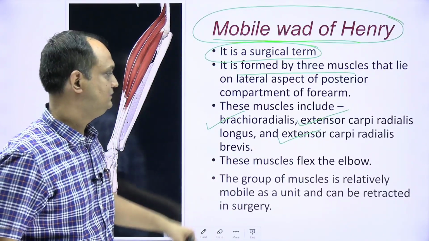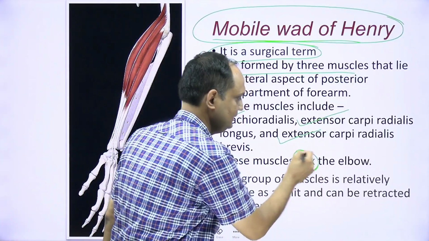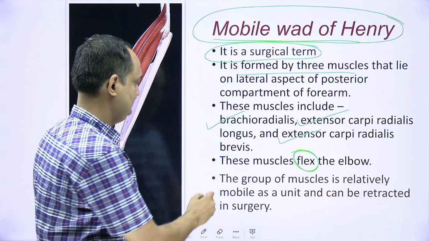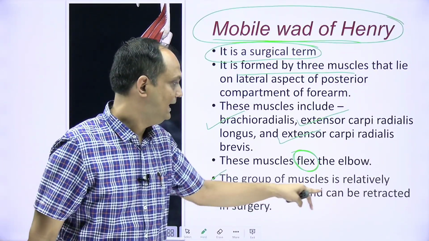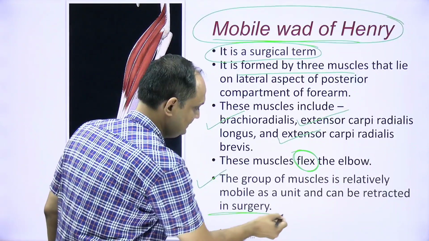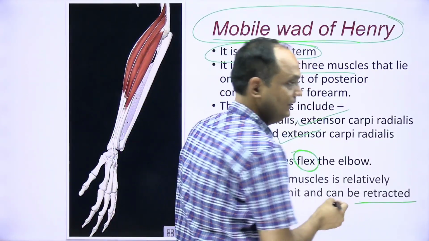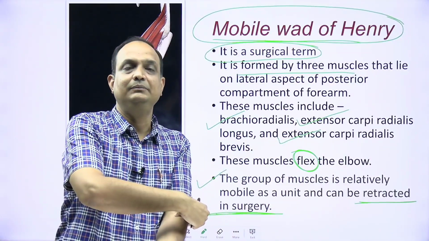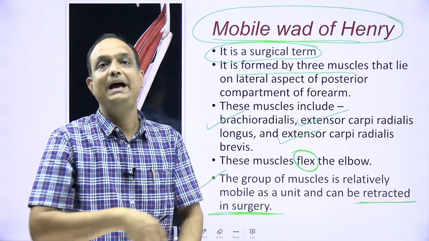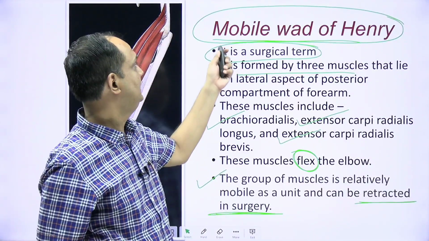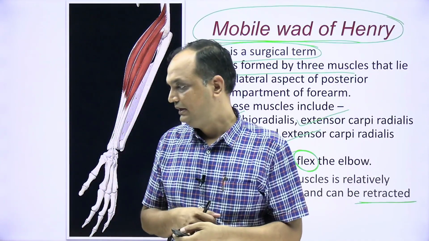Now, these muscles flex the elbow, this is one thing, and another important thing is that the group of muscles is relatively mobile as a unit and can be retracted during surgery. Because of their mobility, you can retract all these three muscles as a unit and create space on the back of your forearm. That is why they are known as the mobile wad of Henry.